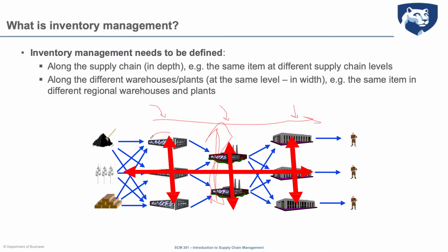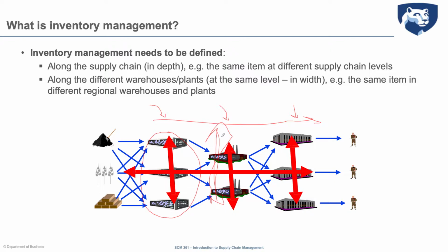So these are the suppliers. So how much inventory the supplier needs to have inbound, outbound, and during the process. How much inventory the manufacturer needs to have inbound, outbound, and during the process, and the distributor as well. But of course, there is more than one supplier, there is more than one plant, there is more than one distributor. So the inventory management in the supply chain is a three-dimensional problem.